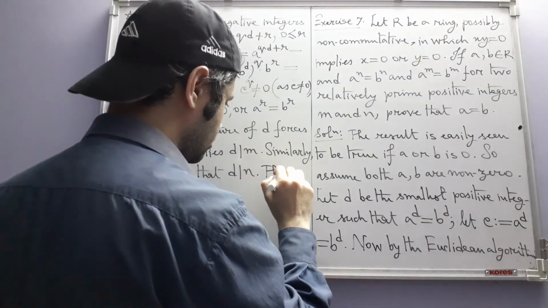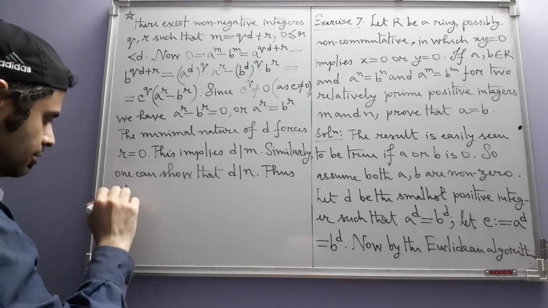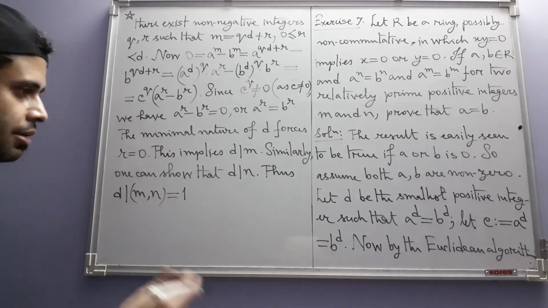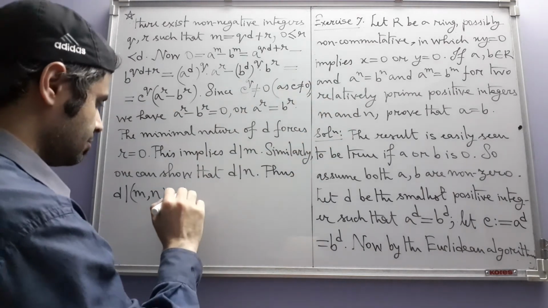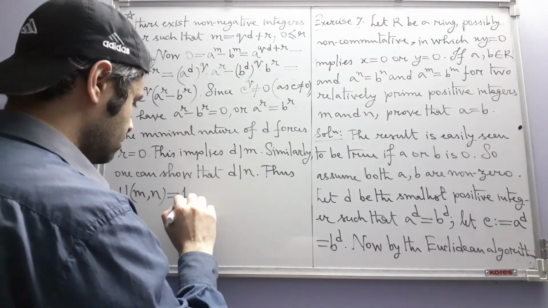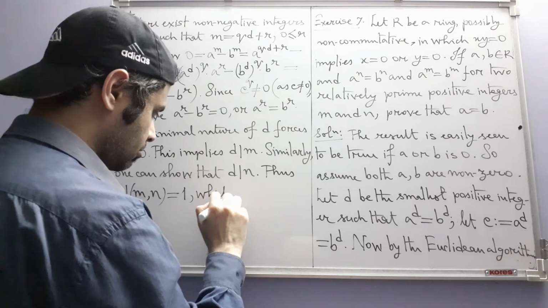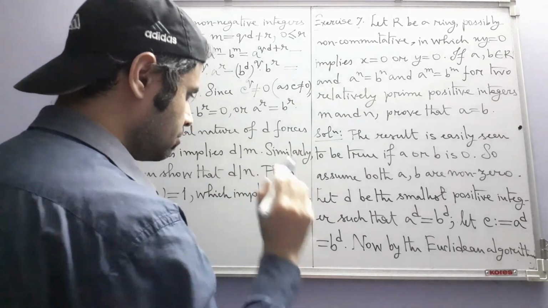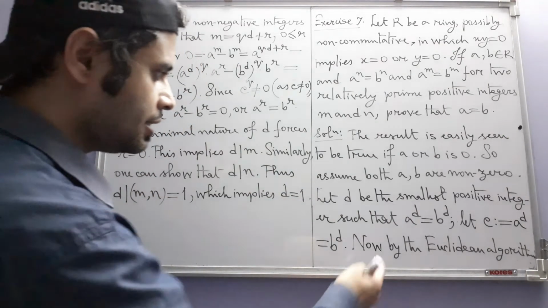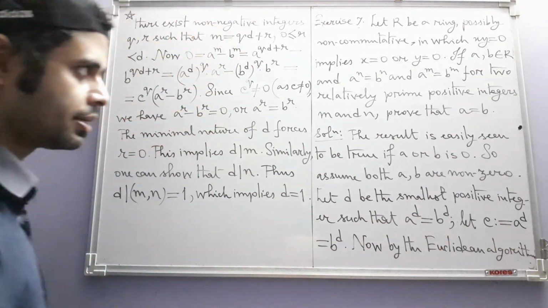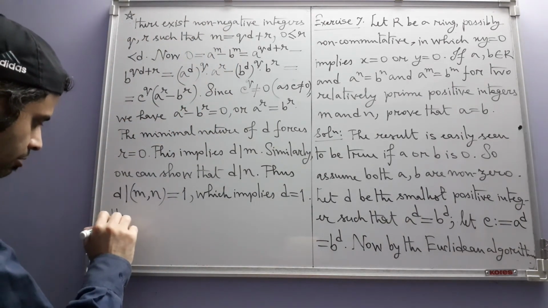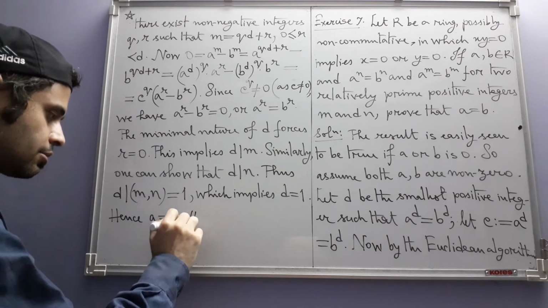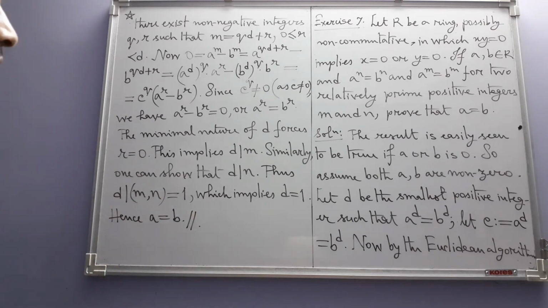Thus, D divides the greatest common divisor of M and N, which is nothing but 1, because M and N are relatively prime. But D is a positive integer, so this implies D is equal to 1. But if D is 1, then from here itself we will get the fact that A is equal to B. Hence, A is equal to B. And this ends the solution and the set of exercises.